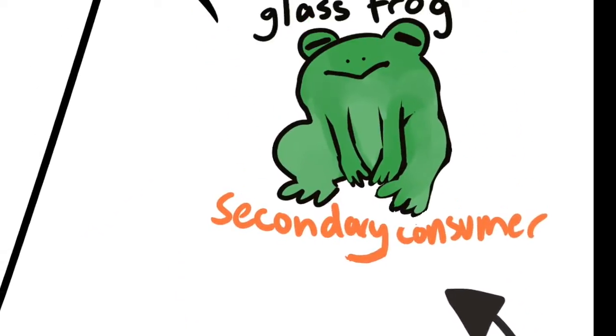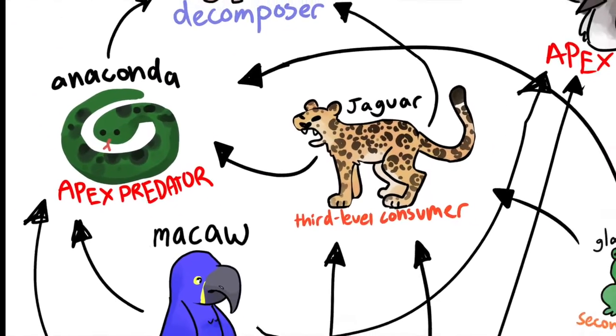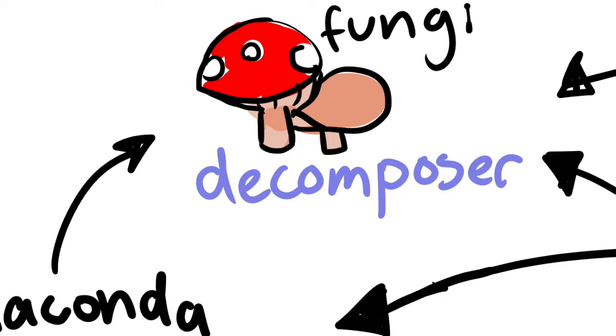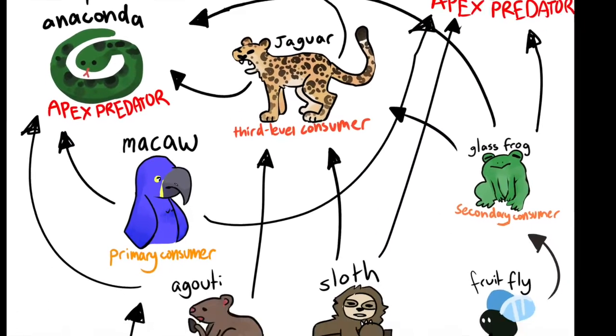Fruit flies and glass frogs and anacondas are all consumers because they need to consume other organisms to get their energy. Fungi is a decomposer as it needs to gain energy from the anaconda's dead body through breaking it down. Alright, food chains are fun, but they don't even begin to scratch the surface of this. Let's zoom out. Here's a simple food web.